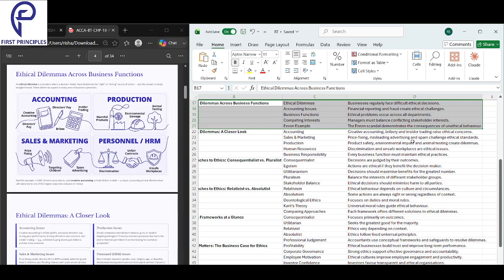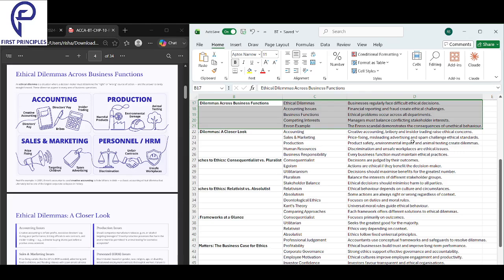Financial reporting and fraud create ethical challenges and ethical dilemmas. What do businesses do? They regularly face difficult ethical decisions.